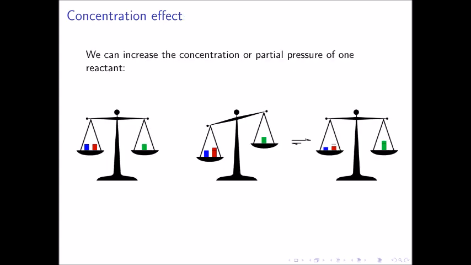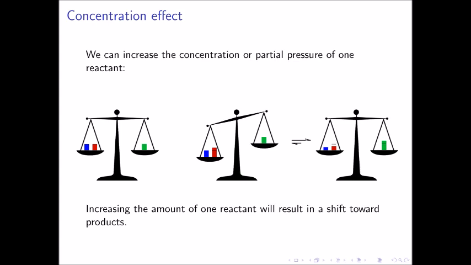First, let's increase the concentration or partial pressure of one reactant. In this chemical system, we have both the blue and the red reactants forming the green product. In this case, we increase the amount of the red reactant. Notice that this overbalances the scales on the side of reactants. In order to return to balance, we have to react off some of our reactants, forming more of our product. Once we do this, we have returned to equilibrium. Thus, increasing an amount of one reactant will result in a shift toward products.